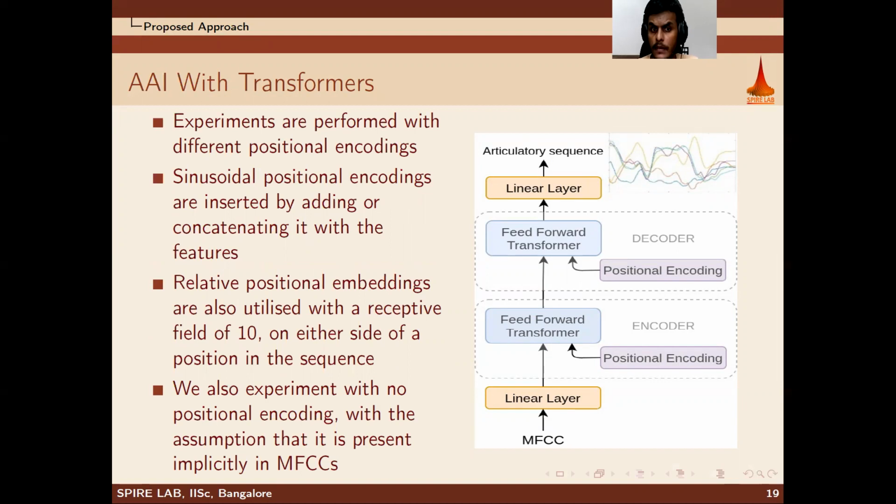And here we'll be using a receptive field of 10 on either side of a position in the sequence. And these relative positional embeddings are added inside a transformer operation. Now we also have an experiment with no positional encoding, with the assumption that it is present implicitly in the MFCCs.